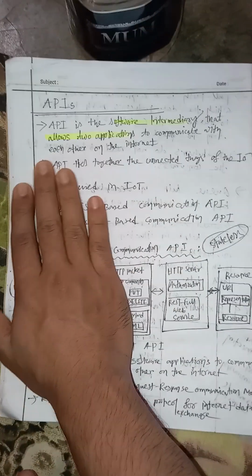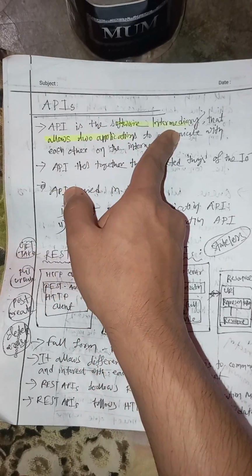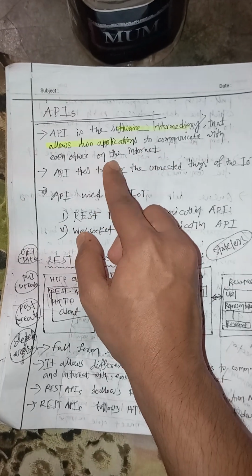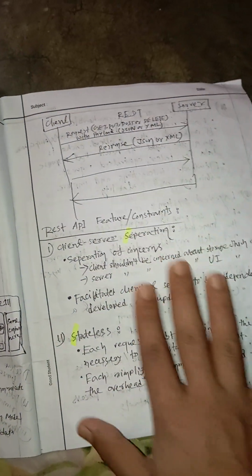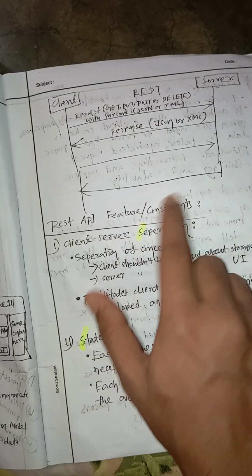And there are 2 APIs. What is an API? You have to answer this now. An API is a software intermediary that allows 2 applications to communicate with each other on the internet. This is your API, everything about API and REST API. What is REST API and its constraints and features?